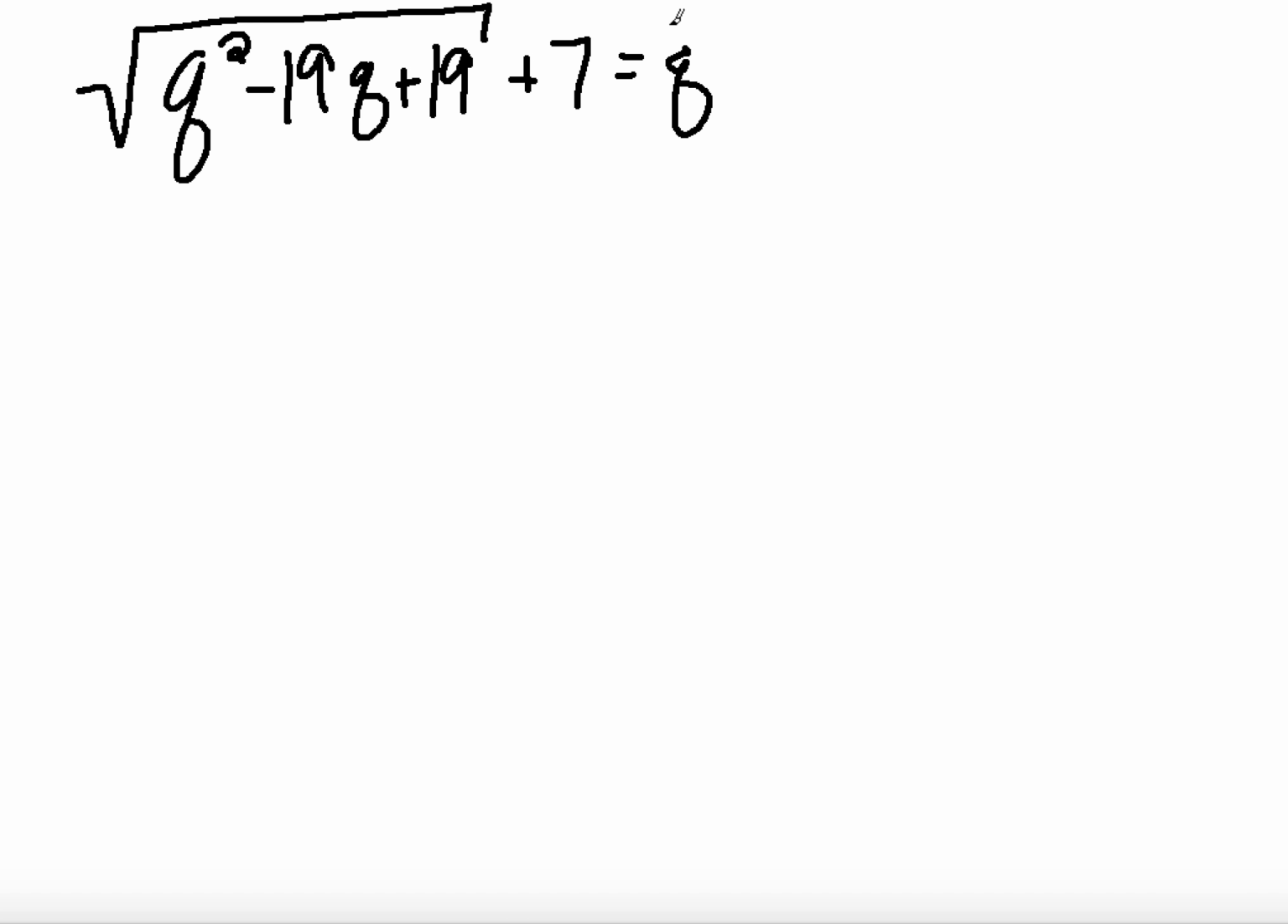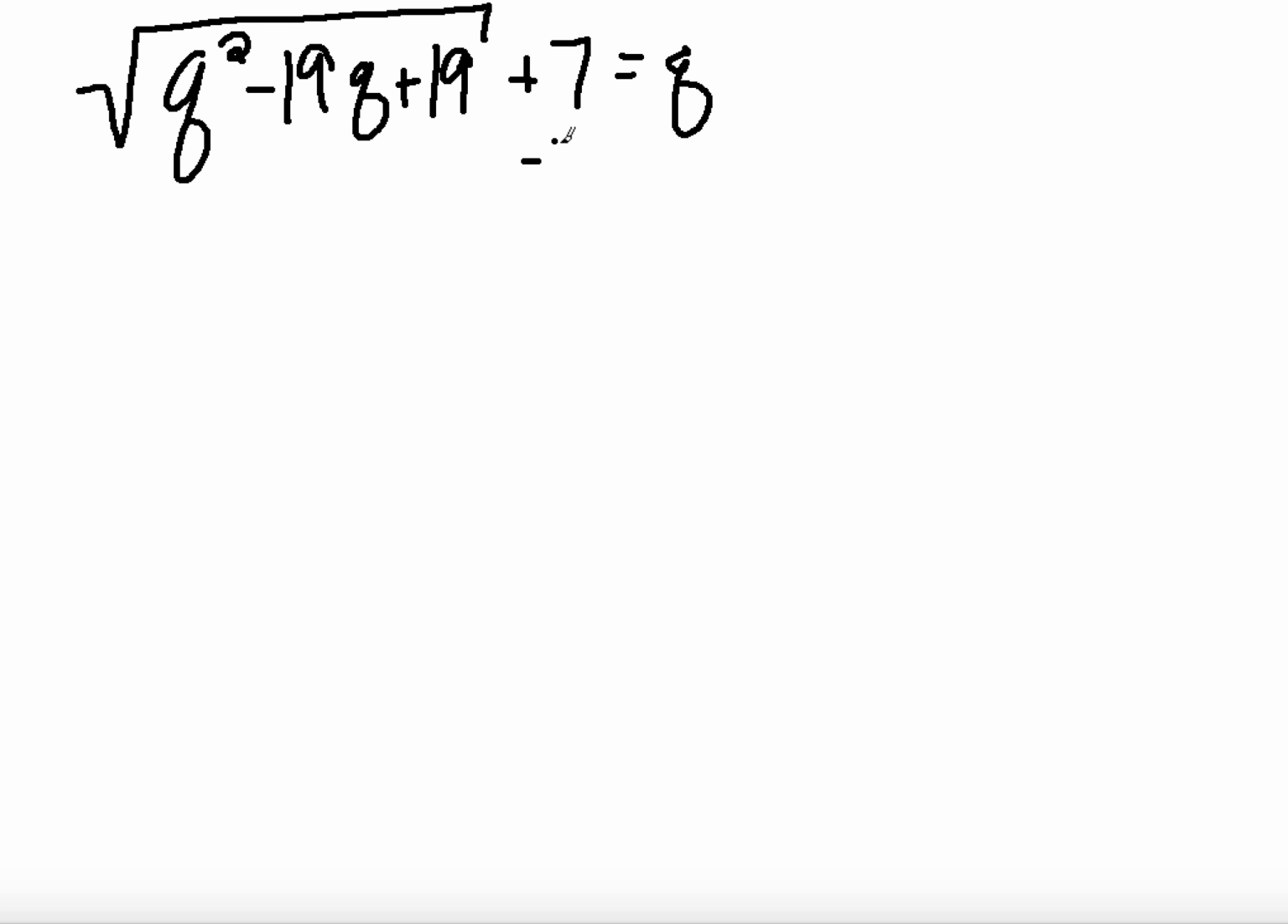So this is an example of how to solve with a radical when we have polynomials involved. The first thing is, before I can do a whole lot with this equation, I'm going to have to get rid of the radical. The problem being I have this plus 7 here.